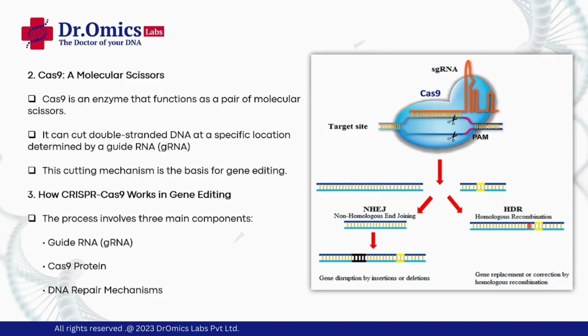But there are two other main components we need to understand to learn CRISPR, which are Cas9 and the guide RNA. Cas9, also called the molecular scissors, is CRISPR-associated protein 9. It is an enzyme that functions as a pair of molecular scissors. It can cut double-stranded DNA at a specific location, which is determined by the guide RNA, or gRNA, and the cutting mechanism is the basis of gene editing.